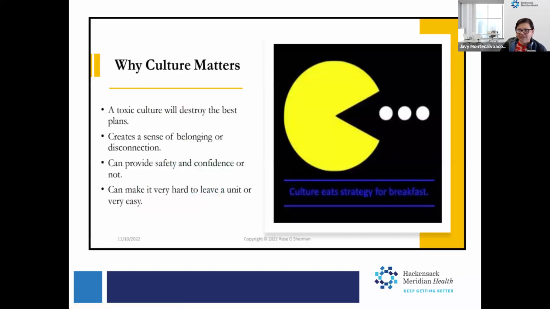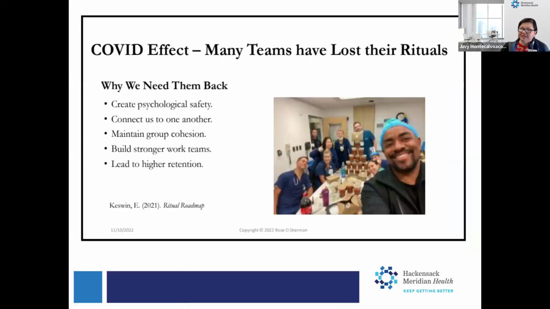Create a sense of belongingness, like I said earlier about the travel nurses, or even someone who floats to your department. We need to provide them safety and confidence, so it's hard for them to leave us or our department. All right, the COVID effect. Many teams have lost their rituals. We used to have a get-together event in our department, and that went away. So it's important to cultivate that back, to make stronger teams and improve teamwork in our department.